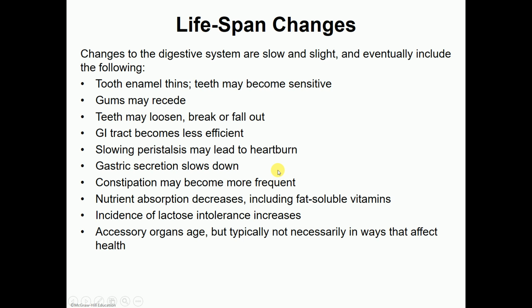Lactose intolerance increases in incidence as we age due to the loss of the lactase enzyme. The accessory organs like the gallbladder, the liver, and the salivary glands do age, but typically not to a level that affects health. Out of all of these accessory organs, I would say the salivary glands are more commonly involved, and that would lead to the xerostomia that we talked about earlier. And this ends the digestive system.